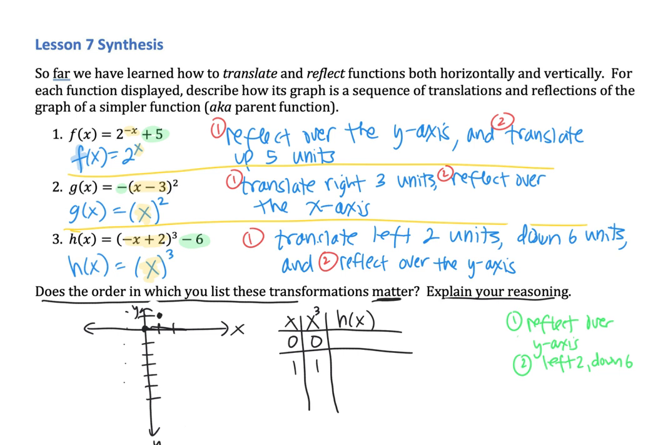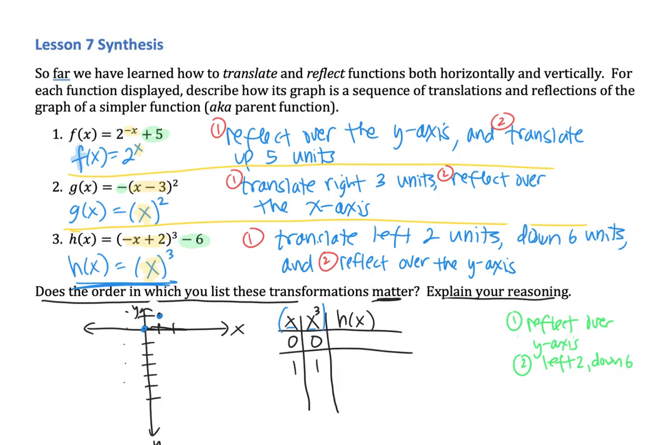And let's just look at that for a little bit. On your original function, remember this is the parent function right here, h of x equals x cubed. So this is your parent function right here, your x coordinate and your y coordinate. If I plug in 0, 0 cubed is 0. If I plug in 1, 1 cubed is 1. So we're just going to go with those 2 points.